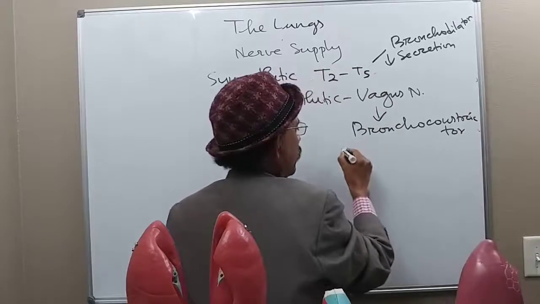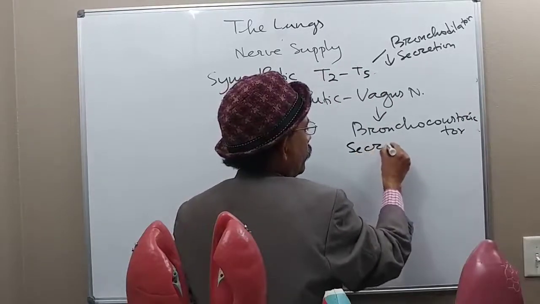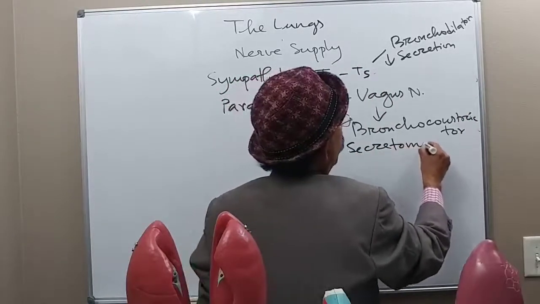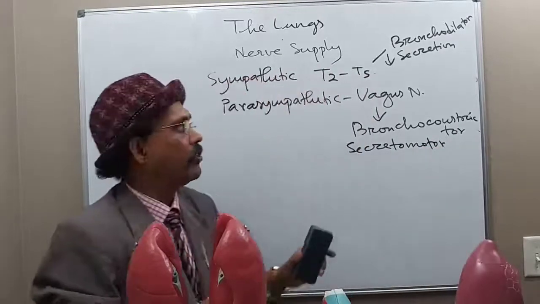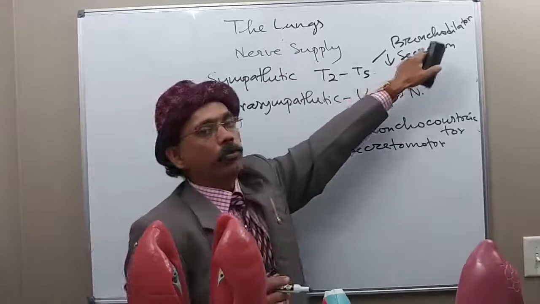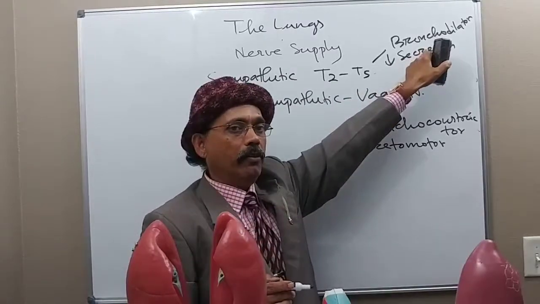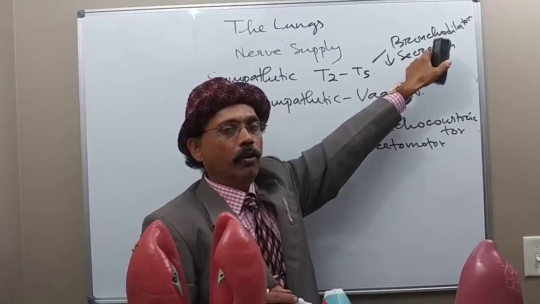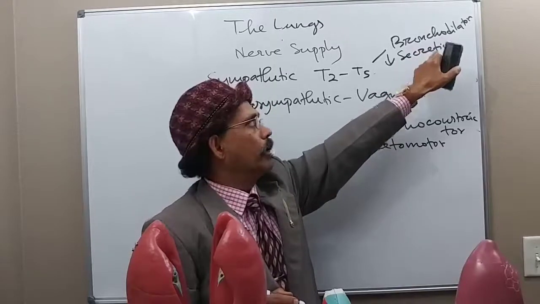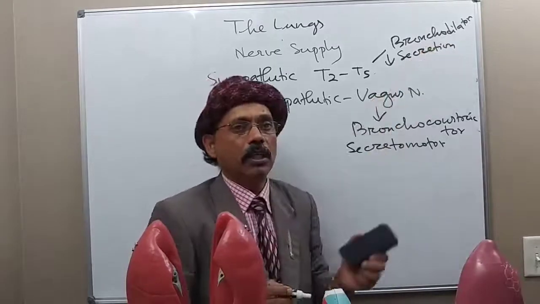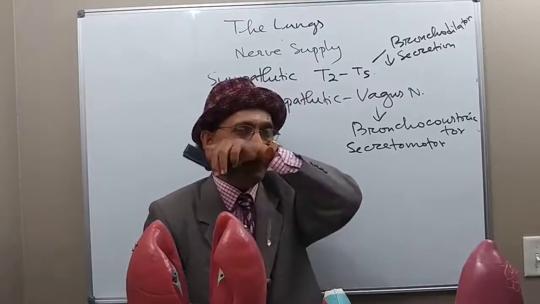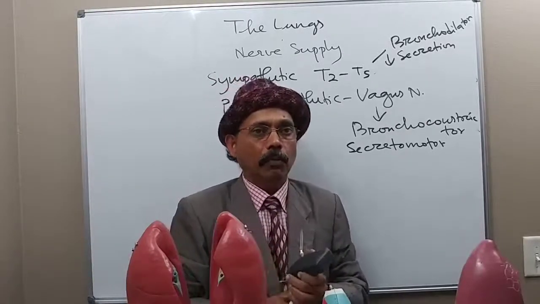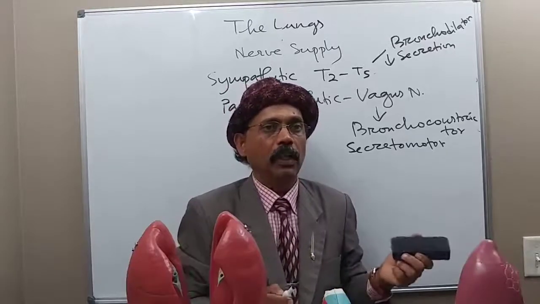It is bronchoconstrictor, and it is secretomotor, to secrete inside the bronchus. So for asthmatic patients, usually the patient gets aminophylline, salbutamol, ventolin, albuterol. These are sympathomimetic drugs, even epinephrine. Okay, we got the nerve supply of the lung.